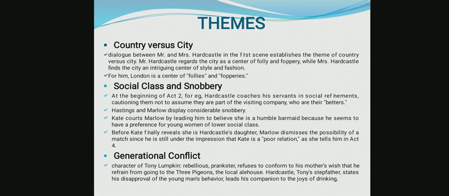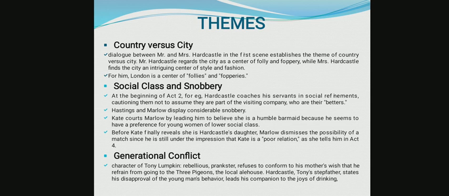Second is about social class and snobbery. If you look at the beginning of Act 2, you can see this whole social class and snobbery being well reflected in the characters. Let's say Hardcastle coaches his servants in social refinements, cautioning them not to assume they are part of a visiting company who are their betters. So there is an order that has been kept by both of them. Hardcastle insists his servants keep up the order, that he doesn't consider his servants as equal to the noble people, that is Charles Marlowe and George Hastings, who are going to visit them. So in a way, he wants them to stick to their social class.